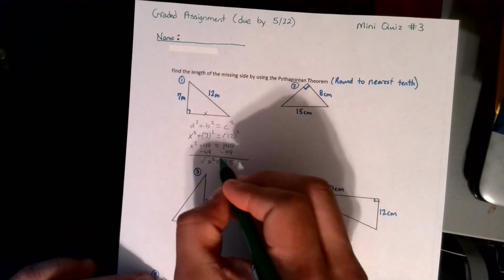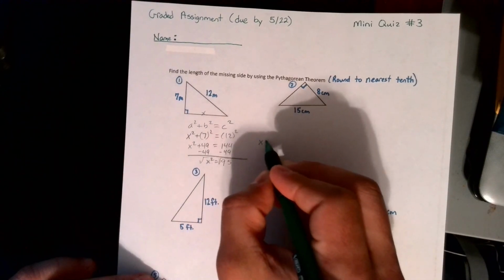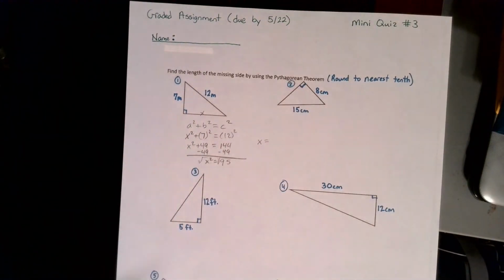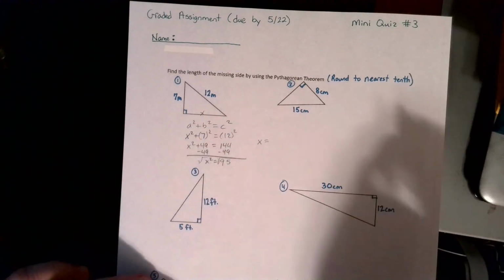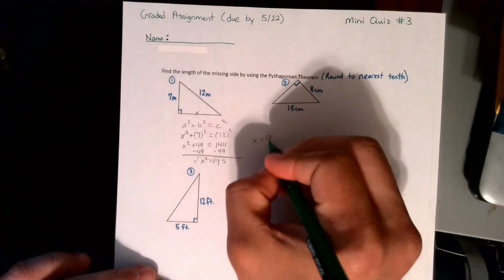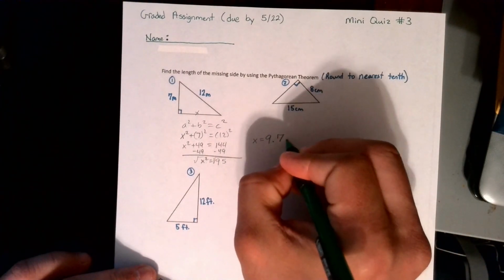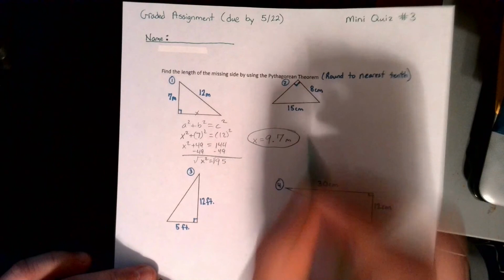Square root both sides. You have to use your calculator here, rounding to the nearest tenth. So the square root of 95 is 9.74 and so on. So it's going to stay as 9.7 meters. There's your answer to number 1.